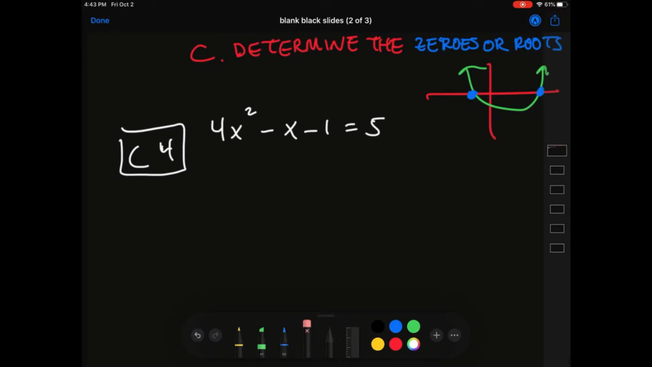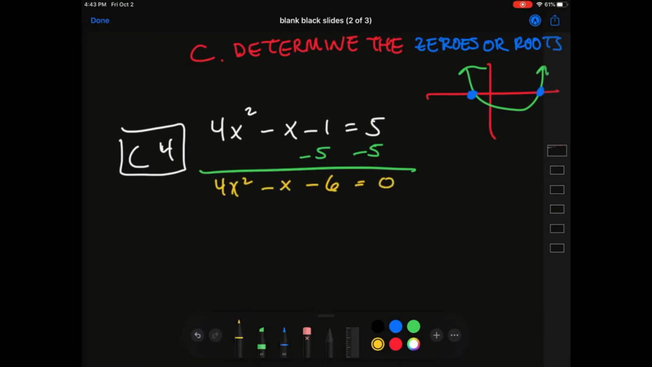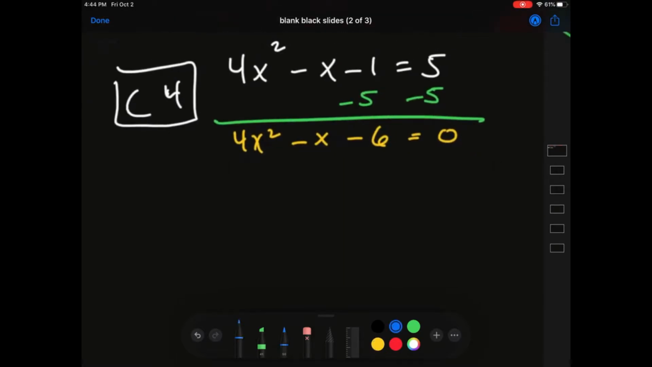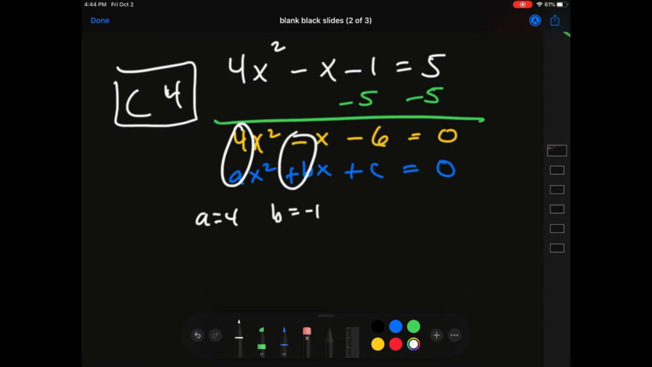So let's move that 5, and I'm going to line it underneath the like terms there. So I'm going to get 4x squared minus x minus 6 equals 0. Now remember from standard form, we can identify the A, B's, and C's. So A is 4, B is negative 1. Why is it a negative 1? Because you can always place a 1 right there. And c equals negative 6.